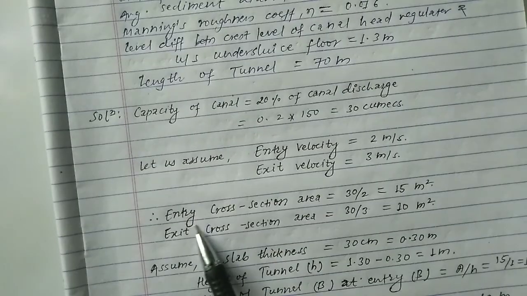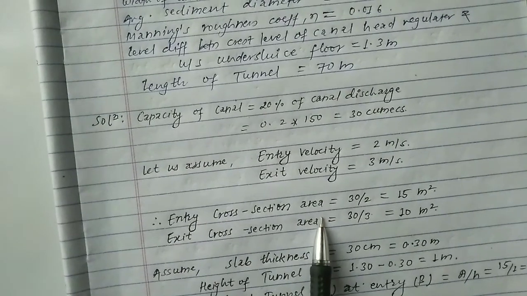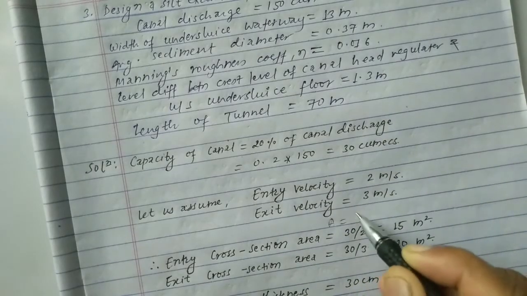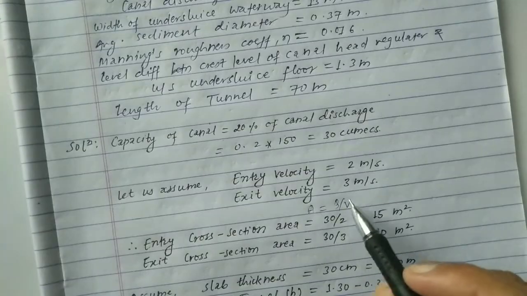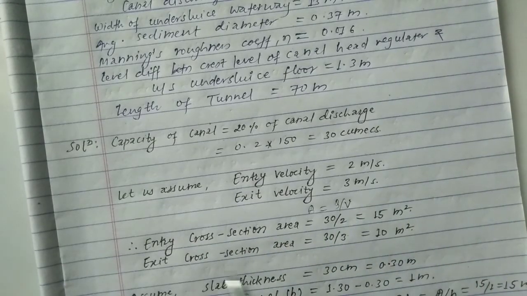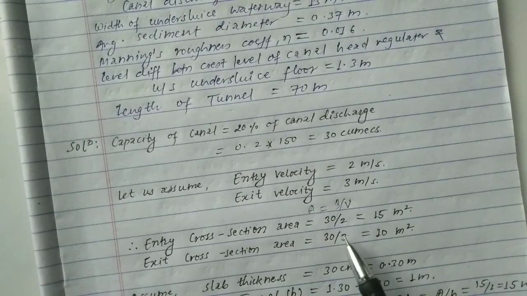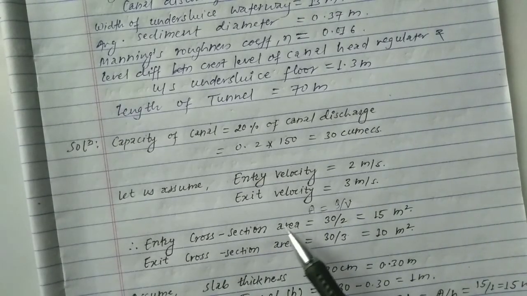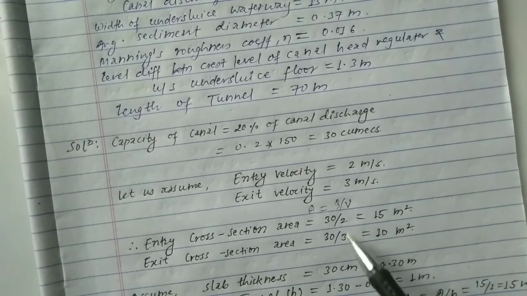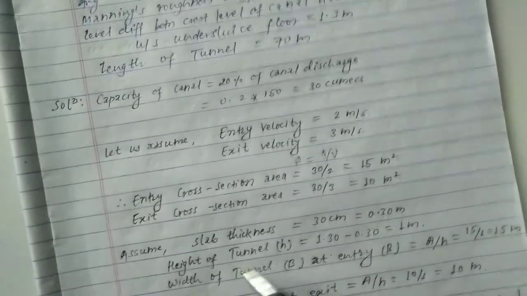Now we have to determine the entry cross section area. Whenever we have the discharge and velocity, we can simply calculate area as area equal to Q by velocity. The discharge is 30 and velocity is 2, then the entry cross section area equals 15 meter squared, and the exit cross sectional area equals 30 divided by the exit velocity. When we calculate the entry cross section, we take the entry velocity, that is 2, and when we calculate the exit cross sectional area, we take the exit velocity. So we take these two velocities for these two different areas. The entry cross section becomes 15 and the exit cross section becomes 10 meter square.